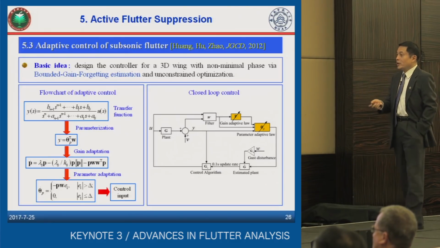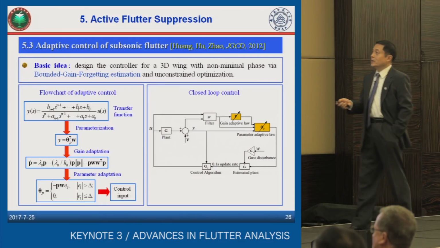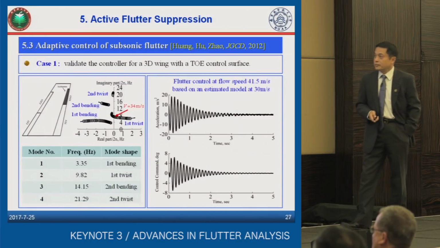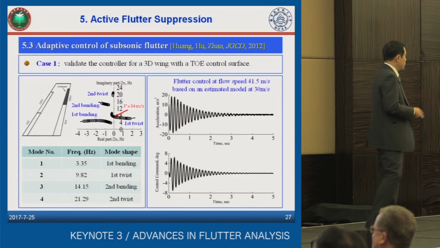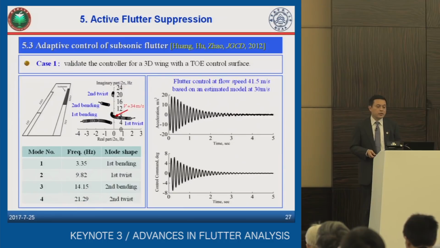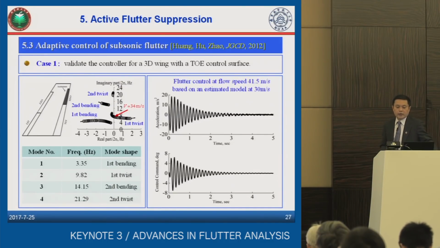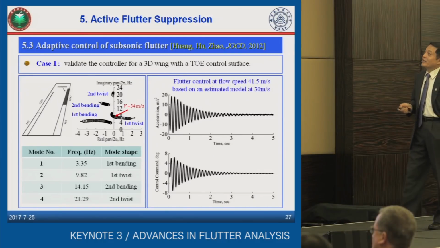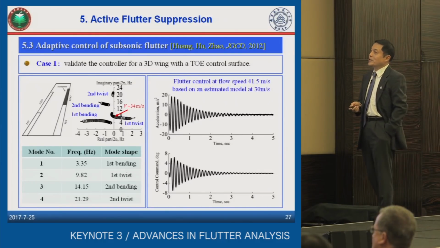And this way, we have two adaptive laws. The first is for the gain adaptive, and the second is for the parameter adaptive. Let me show you the performance of this adaptive controller. The first case study is to validate the controller for three-dimensional wings with a trailing edge output control surface.